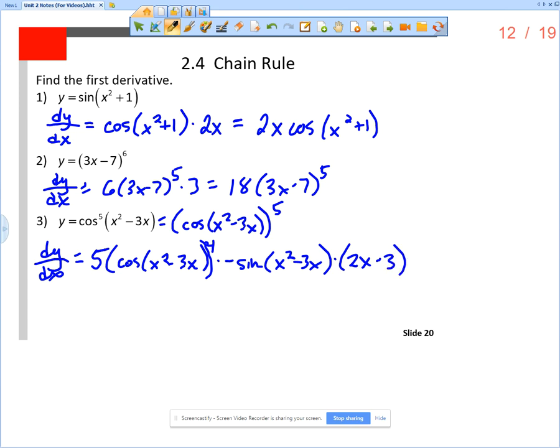So now we generally like to make this look a little nicer. So I'm going to rewrite. I'm going to bring my 5 in front. Then I've got this 2x minus 3. I also have that negative sign, so I want to bring that in front. Negative 5 times 2x minus 3. Then I'm going to get rid of some of these parentheses. I have cosine to the fourth of x squared minus 3x times sine of x squared minus 3x. All right, so that's the nicest looking way that we can give that answer. All right, so now moving on to slide number 21.